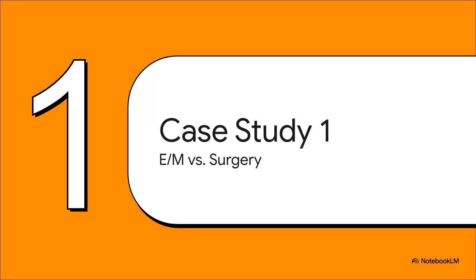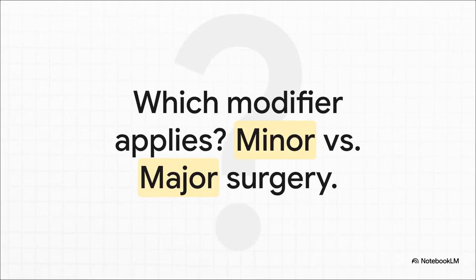All right, Section 1, Case Study 1, E&M versus surgery. So this is a massive pitfall on the exam, choosing the right modifier when an evaluation and management, or E&M service, happens on the exact same day as a surgical procedure. Let's look at this scenario. In Scenario A, a patient comes in for an established visit and ends up getting an unexpected minor joint injection. But in Scenario B, an emergency department evaluation leads to an immediate decision for a major abdominal surgery. So what modifiers actually apply to these E&M codes?